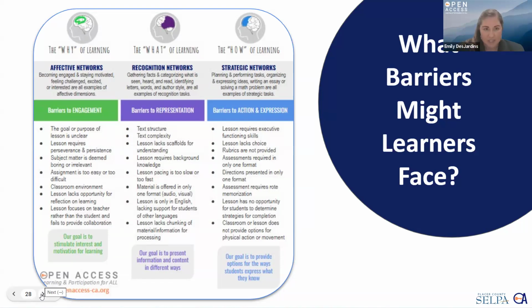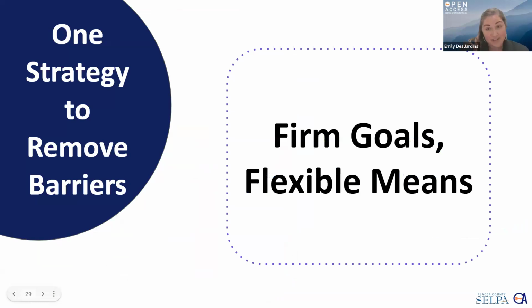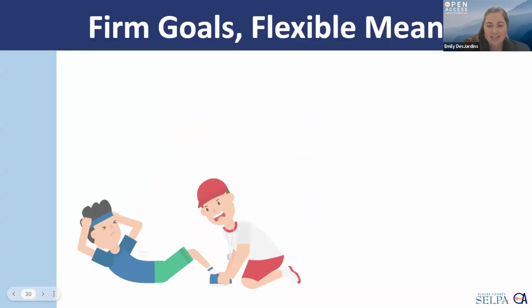But one strategy that exists to remove barriers is this concept of firm goals, flexible means. So I'm going to give you a little bit of an analogy on the next slide. Okay, let's say I decide I am going to make a New Year's resolution. I decide I need to do more sit-ups. My goal is I will do more sit-ups. But if I really sit and think about this, it doesn't really have a why. Why am I doing this?